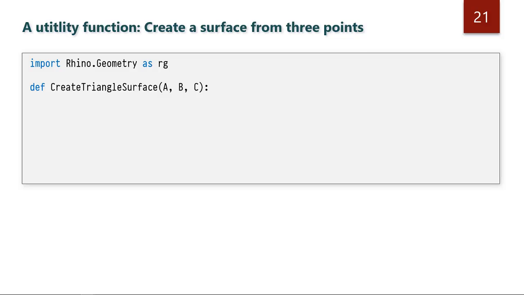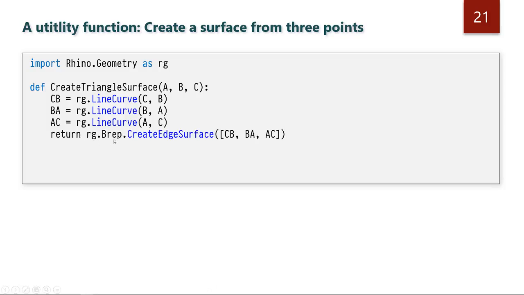All right, so A, B, C, and remember A, B, C are assumed to be Point3D. Okay, now we're gonna have to create 3 curves, and they just happen to be line curves. So CB is gonna be a line curve, BA is gonna be a line curve. Just let me explain, and we can copy and paste in. All right, and then we're gonna create a Brep object and then return it. So rg.Brep. Now we haven't done Brep yet, right? But it's just another class we're gonna visit more closely. So Brep, and then dot CreateEdgeSurface.